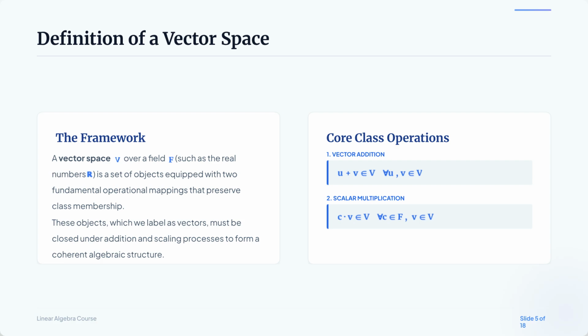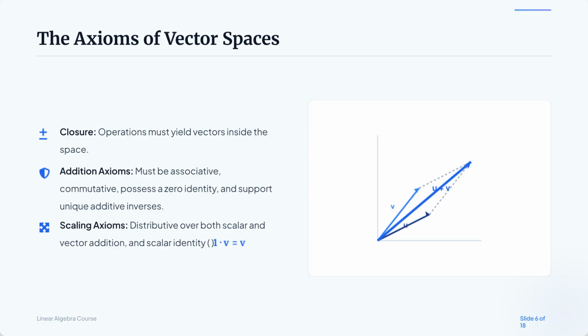So a vector space is a set of objects equipped with two fundamental operations, addition and scalar multiplication. These operations must preserve membership within the set, ensuring that the structure remains closed and consistent.